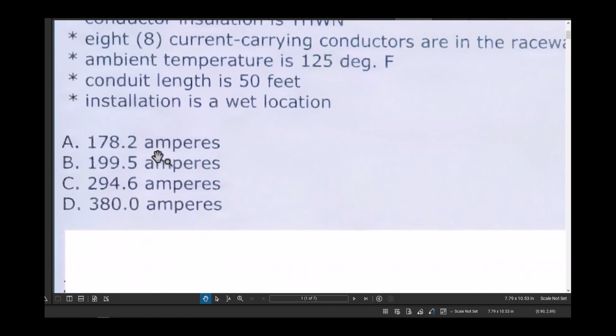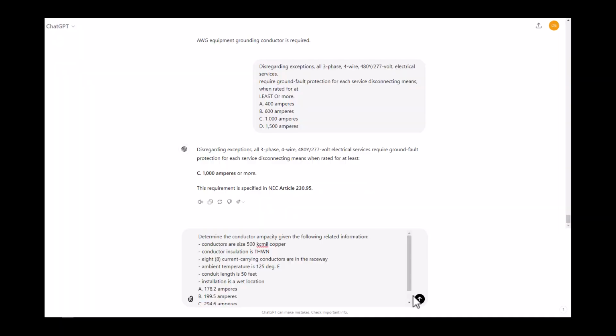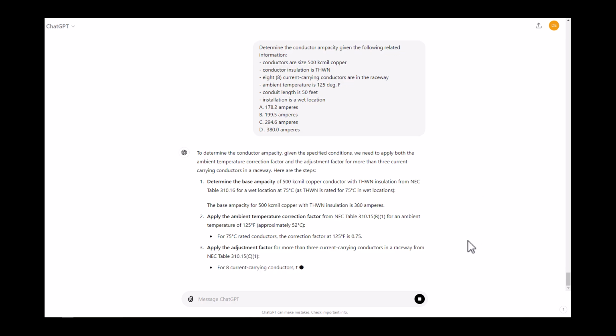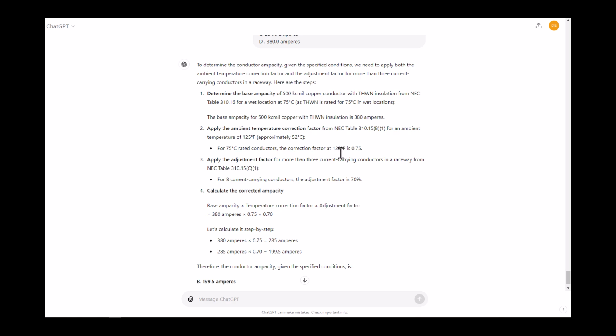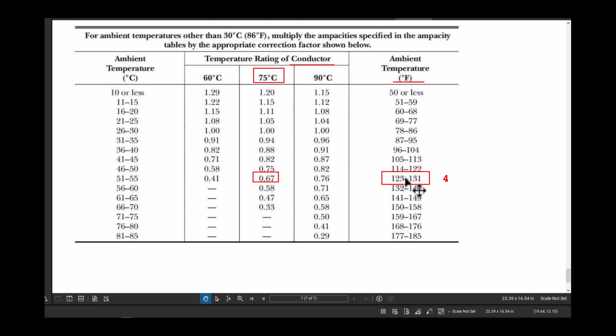This is our answer. Then if we go to ChatGPT to find the answer, let's see what ChatGPT gives us. And this is step by step what ChatGPT is doing for us. Okay, the answer is wrong, and the confusion for ChatGPT is for a 75 degrees Celsius rated conductor, the correction factor at 125 Fahrenheit is 0.75, which for 125 is not 0.75. As we saw here, for 125 it is 0.67.